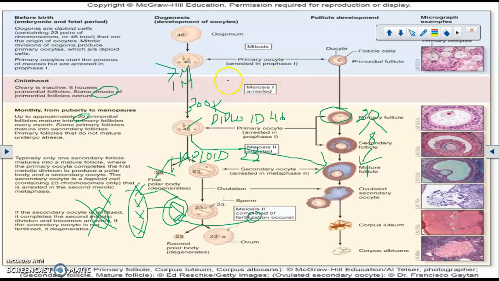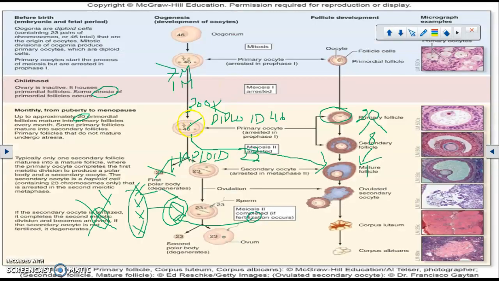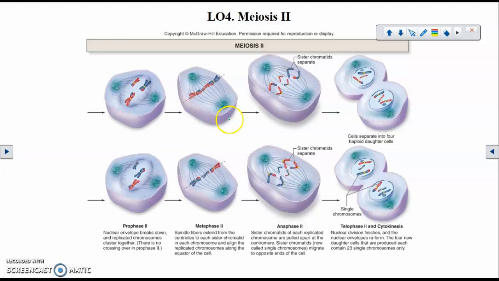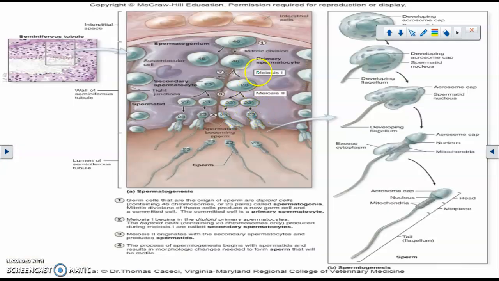Before meiosis 1 in oogenesis, you're also called a primary oocyte. So primary spermatocyte before meiosis 1, secondary spermatocyte after meiosis 1, secondary oocyte after meiosis 1. Okay, I'm going the wrong way here. Sorry. So once you're called secondary, whether you're called secondary spermatocyte or secondary oocyte, you start with 46 chromosomes, and now you have 23 chromosomes.